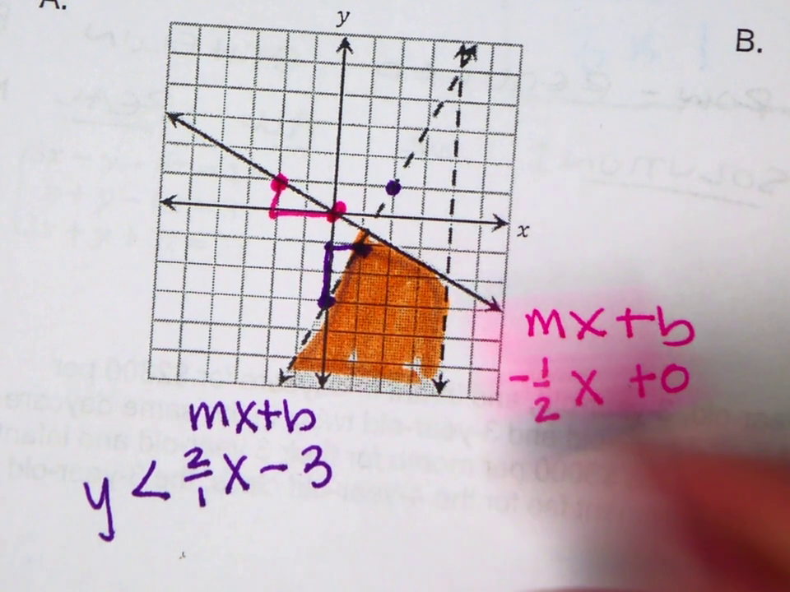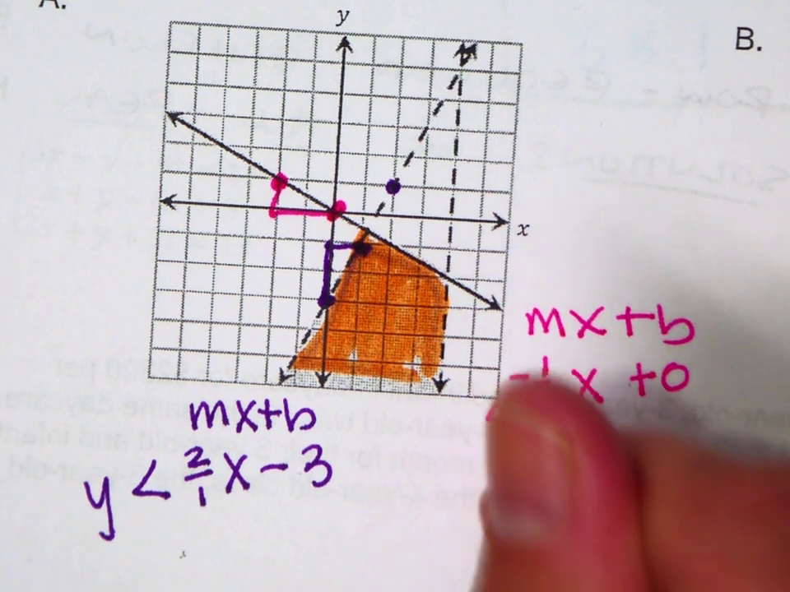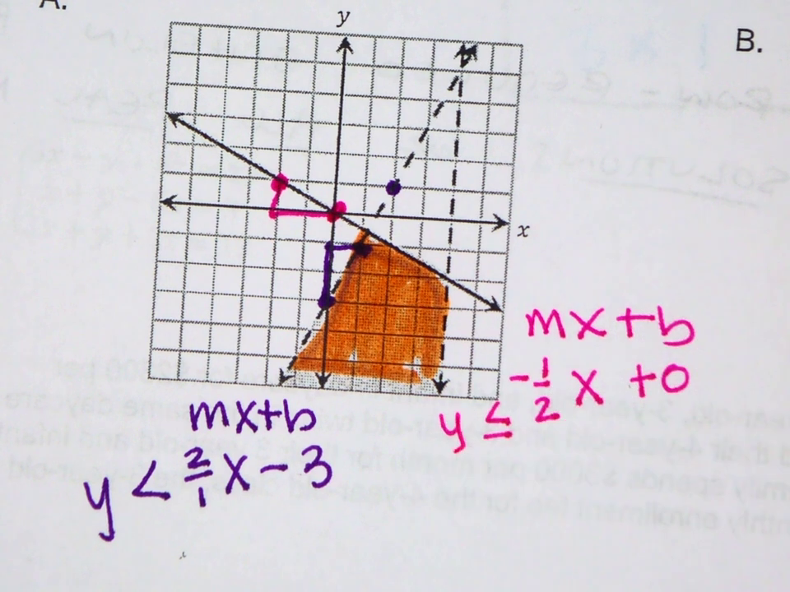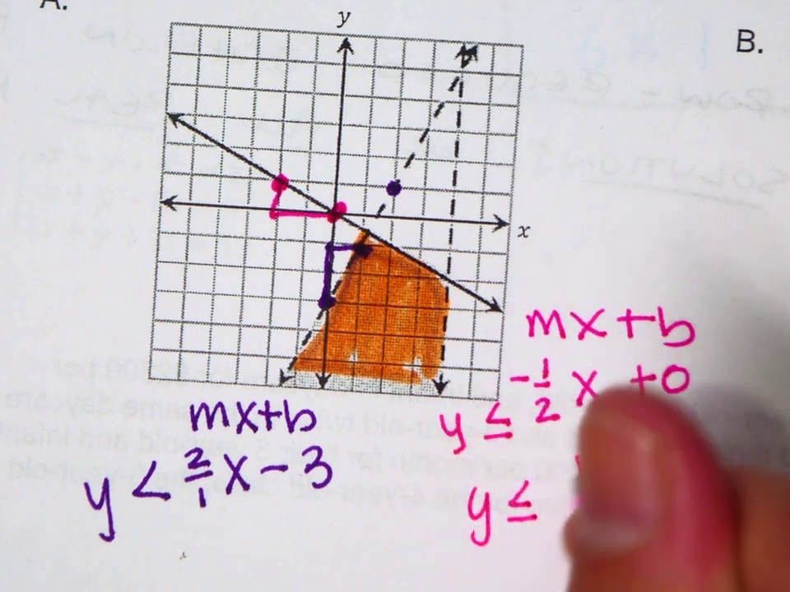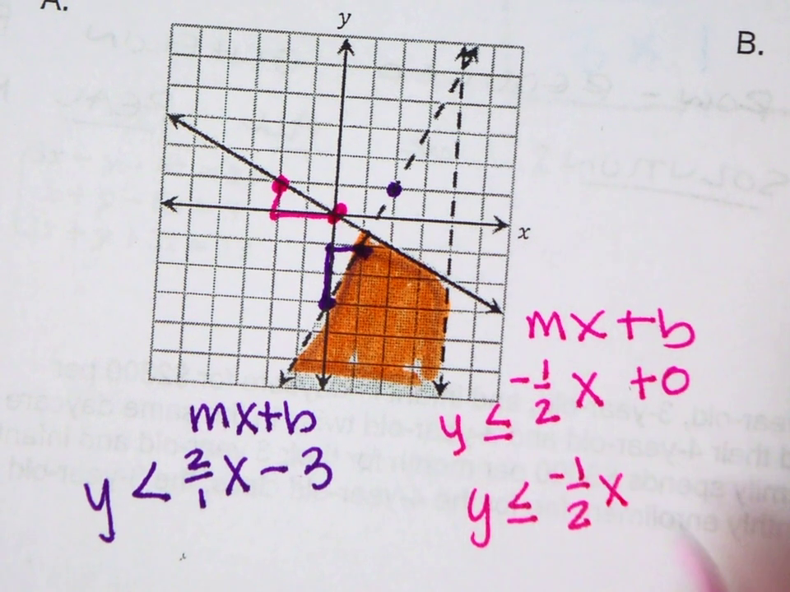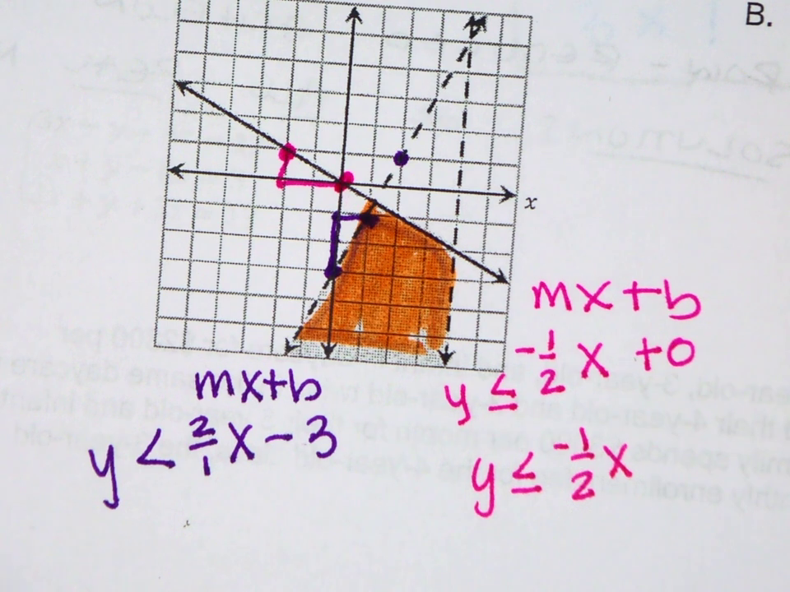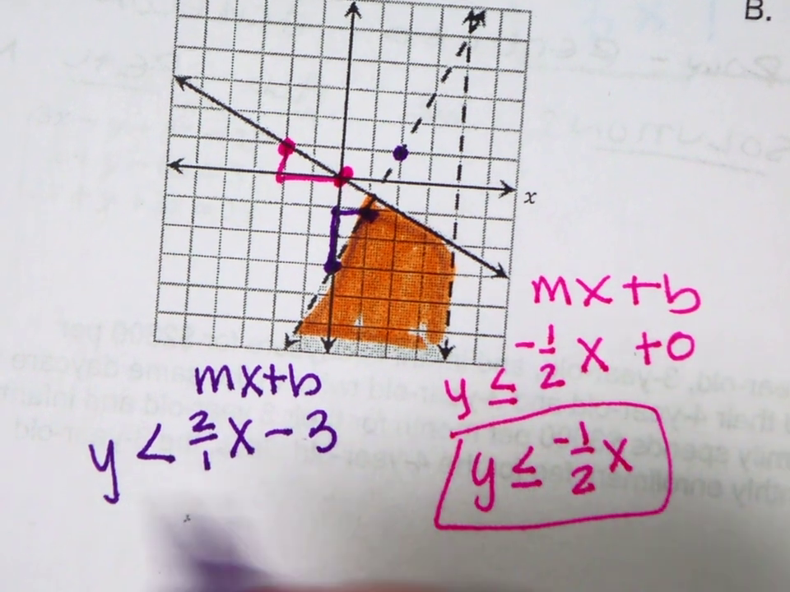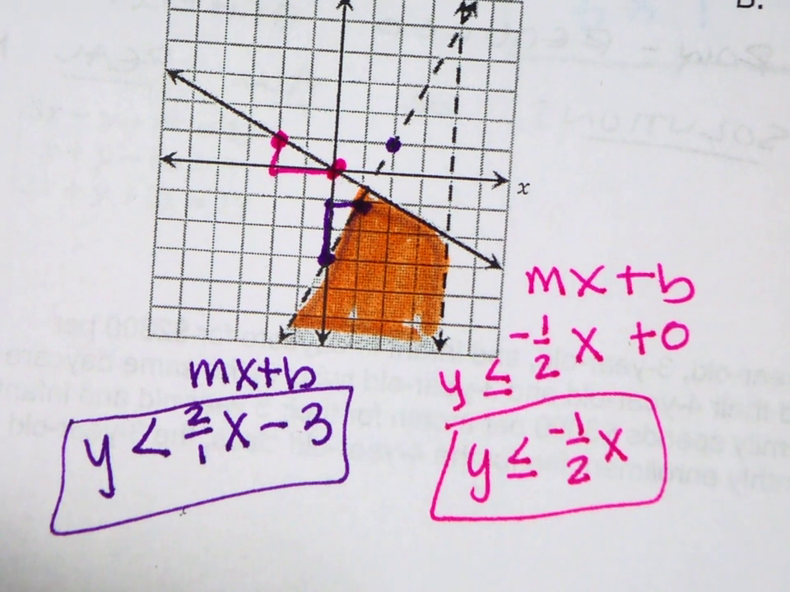The shaded is below my line. So it's going to be less than or equal to because it's a solid line. And then I'm going to put my y in there. And then you really don't need to have that plus 0. All right, so here's one of my lines. Here's another one of my lines.